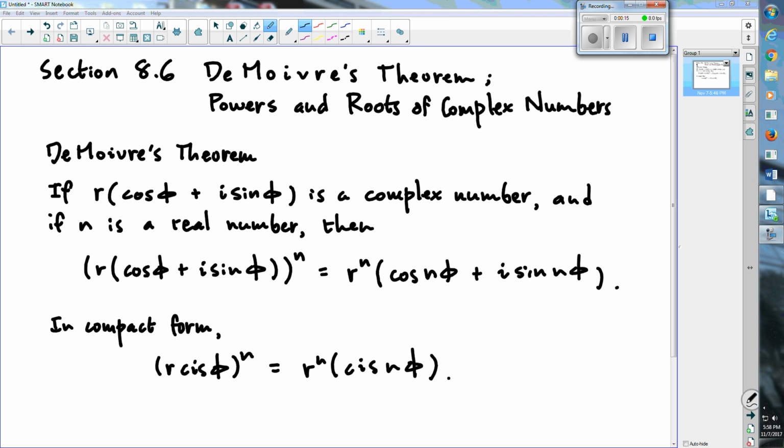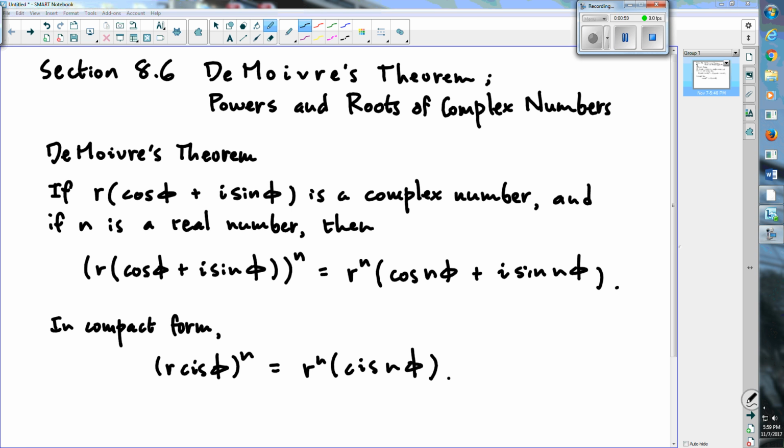DeMoivre's theorem says if r times the cosine of phi plus i sine phi is a complex number, and n is a real number, then r times the cosine of phi plus i sine phi, that complex number raised to the n power, is equal to r to the n times cosine of n times the angle phi plus i sine times the angle n phi. And in complex form, if we want to write it in the CIS form, we would simply have the complex number r CIS of phi raised to the n is equal to r to the n times CIS n phi.